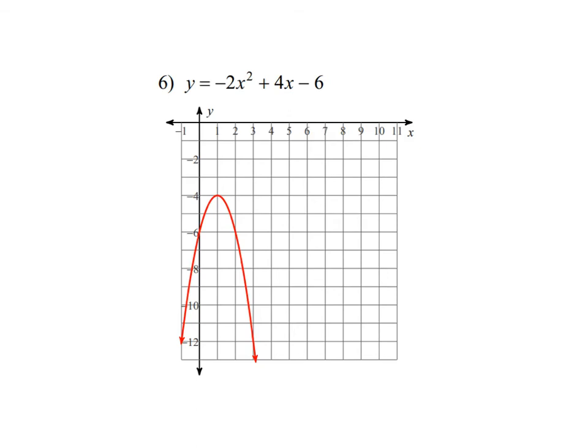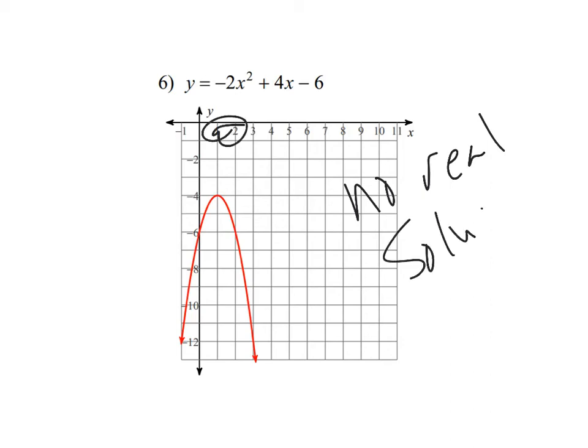This one, again, what are you seeing? Here's the x-axis. Here's the y-axis. This heads up, turns around right there down at y equals -4 and heads back down. So what do you think? How many solutions? I hope you said no real solutions, because it never crosses the x-axis up here, right?